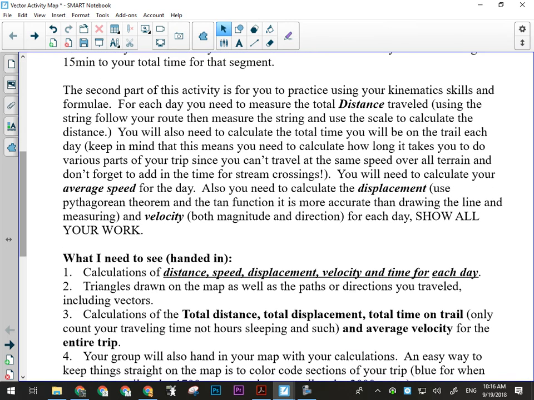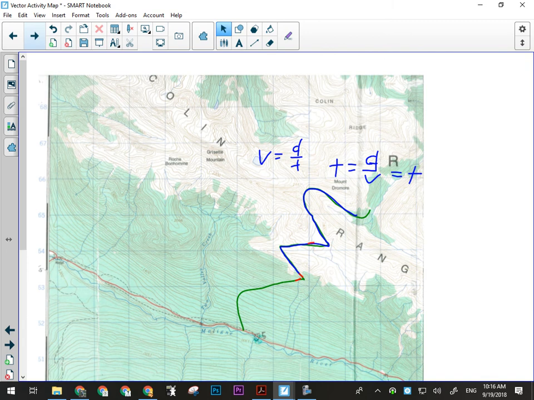All right, so you got to calculate your total time for the day, okay? And you'll need to calculate your average speed. Well, that's just once you have your total time. Take your total distance, divide by total time, and you'll have your average speed. You'll also need to calculate your displacement. Well, the displacement's a little bit easier, okay? Because the displacement will be a straight line.